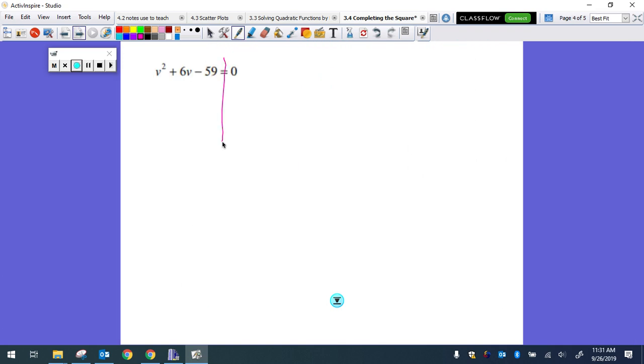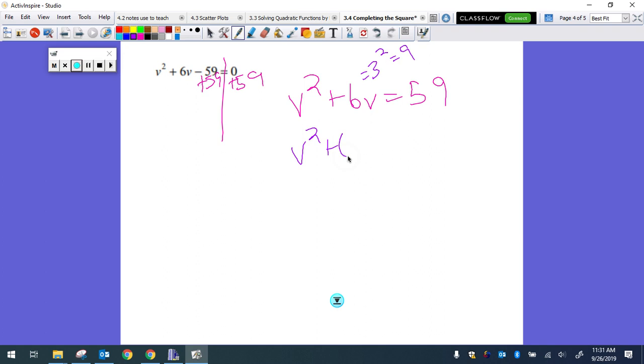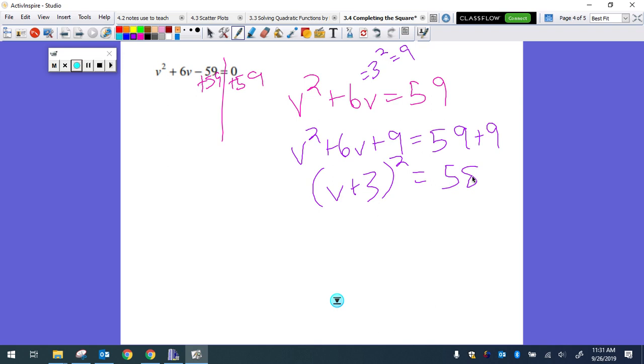Start by moving your 59. So I do plus 59. So I have v squared plus 6v equals 59. I want to take half of b. So that's going to be 3. I'm going to square it, and that gives me 9. So I have v squared plus 6v plus 9 equals 59 plus 9. Factor this side. This is going to be v plus 3 squared. 59 plus 9 is 68.